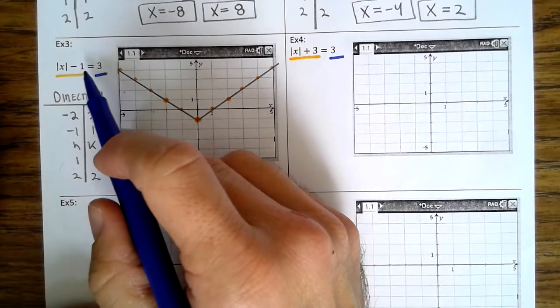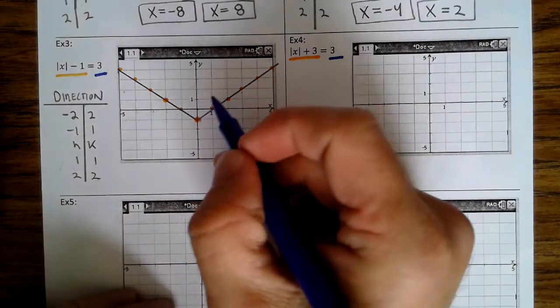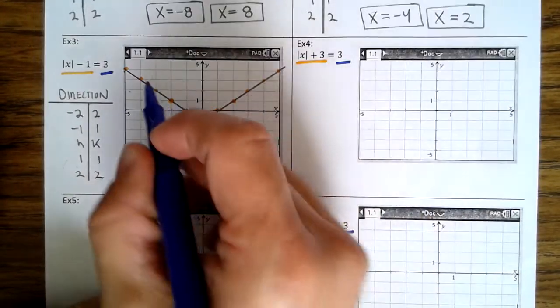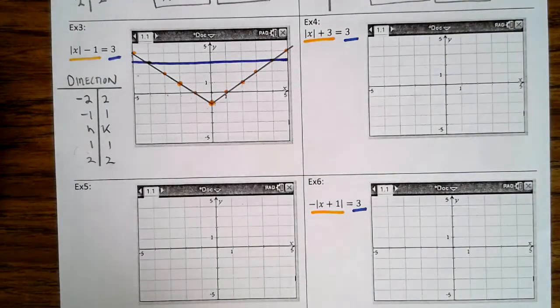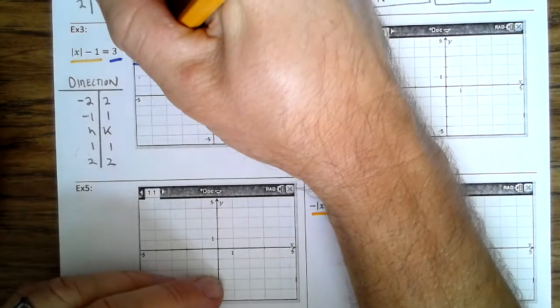Now we're going to graph. We know it's the absolute value is equal to 3, so we go up 1, 2, 3. And then we see it intersects twice.